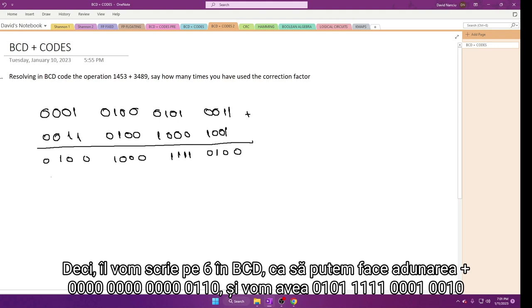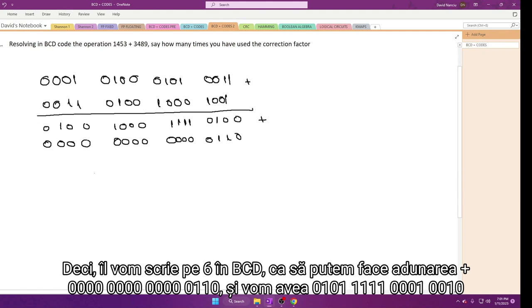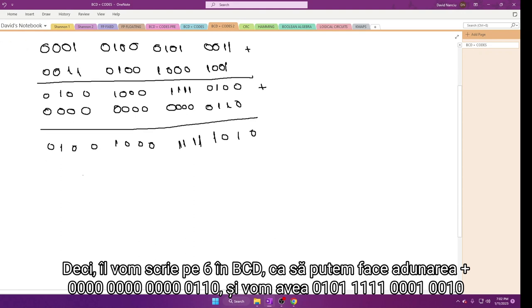So we'll write 6 in BSD so we can perform the addition. Plus 0000 0000 0000 0110. Performing the addition, we'll get 0100 1010 1000 1001 0. All right.